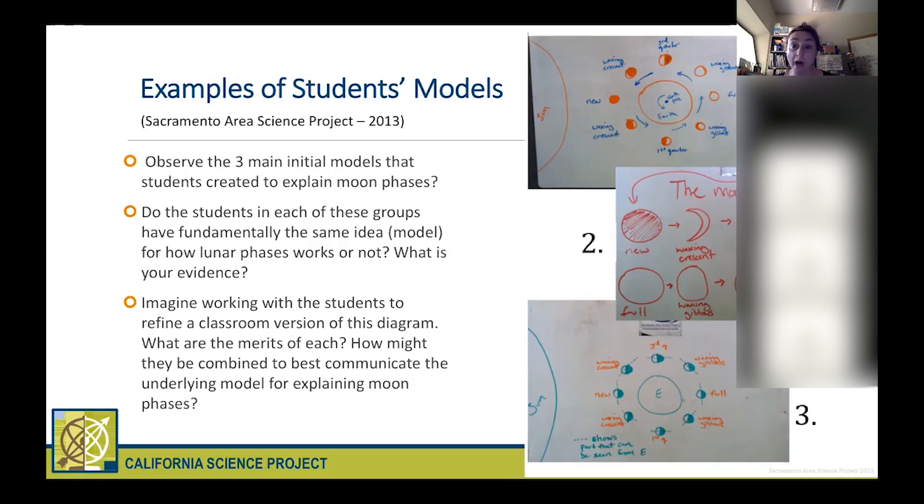Yeah, in model 1, what we also have the students adding is the movement of the moon around the Earth, and also the rotation of the Earth around its axis, which is not present in the other one. And Krista mentioned, I would love to combine 1 and 3.